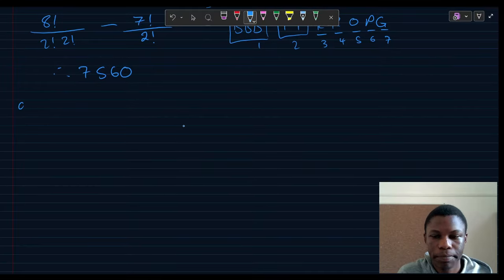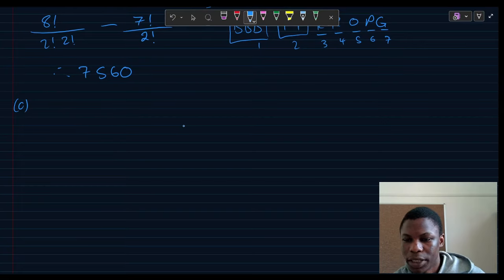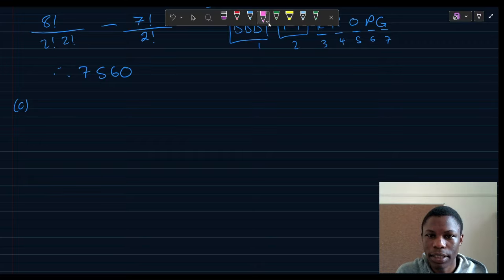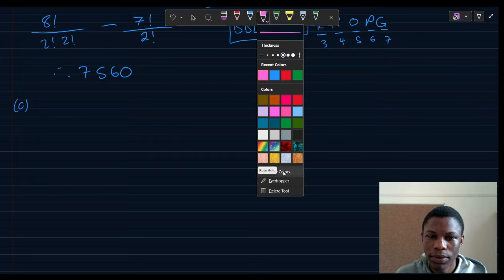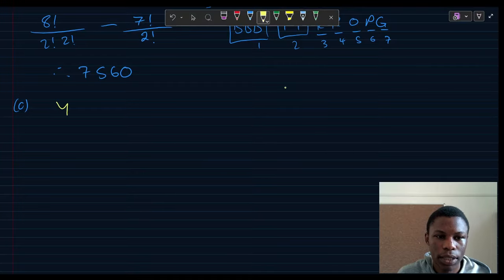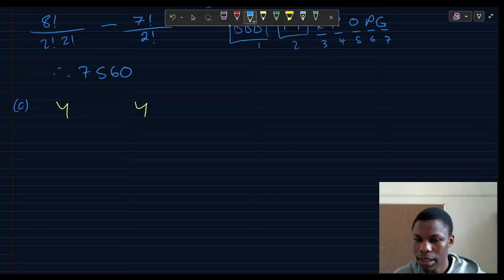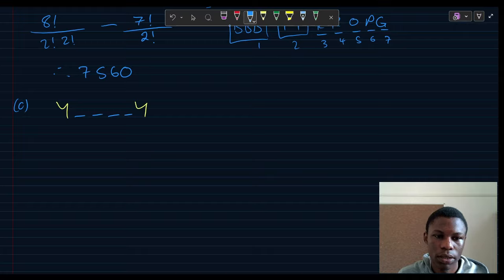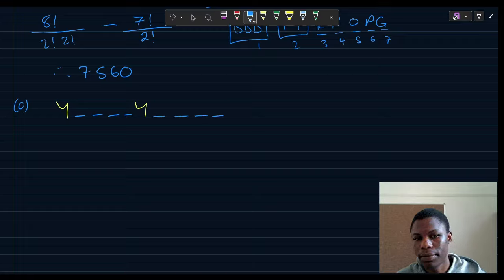Part C. How many different color arrangements are there of the 10 books with exactly 4 books between the 2 yellow books? Okay, so we've got yellow and we've got yellow. And then we've got how many? 4, 1, 2, 3, 4 books between the 2 yellows. In total, we're supposed to have 10 books. So 1, 2, 3, 4, 5, 6, 7, 8, 9, 10.